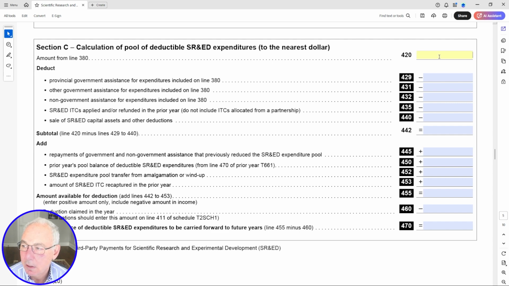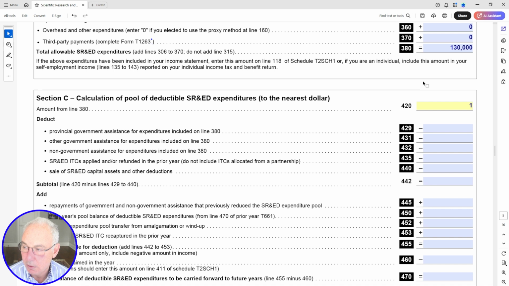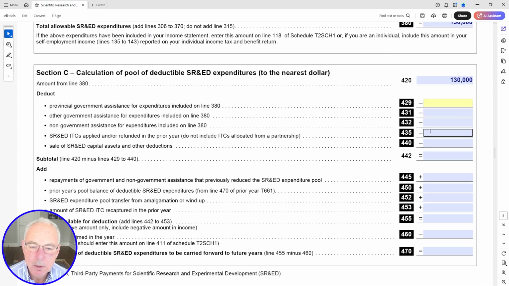The first one is line 420, which just wants you to duplicate what's in the row above, which is $130,000. We're going to assume that the provincial government assistance was $13,000, but it will be specific to whatever province you're in, based on the calculations that are made. The next is other government assistance, and that, frankly, can be any other government assistance that grinds down your SRED claim because the government doesn't allow you to double dip. So we're going to assume that we didn't get any IRAP or any other type of government assistance, and the rest of these are going to be zero for us.